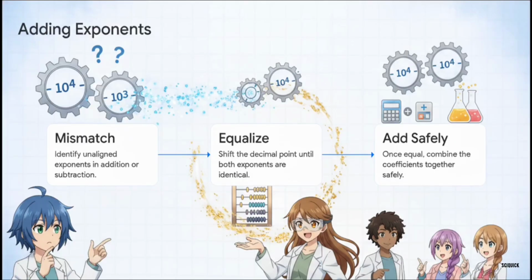But adding and subtracting, that is exactly where people trip up. Let's imagine we're adding 6.65 times 10 to the 4th and 8.95 times 10 to the 3rd. The absolute unbreakable rule here is that you cannot touch those coefficients until the exponents match perfectly. You literally have to shift that 10 to the 3rd to become 10 to the 4th. That turns your 8.95 into 0.895. And only once both are sitting pretty at 10 to the 4th can you safely add them together.